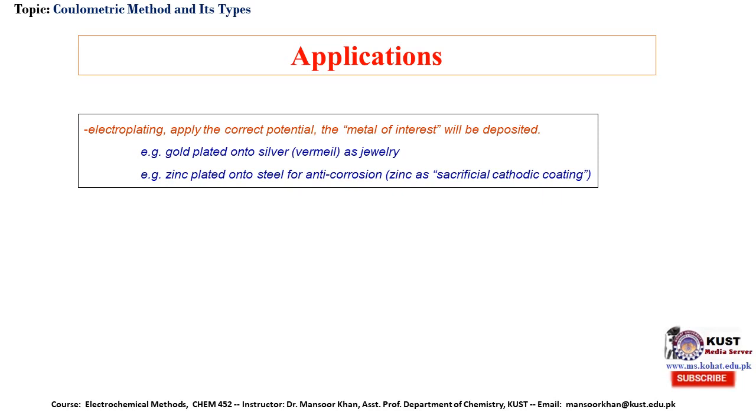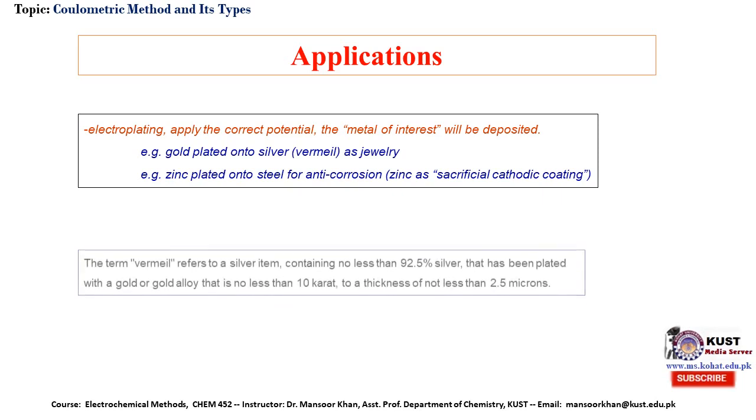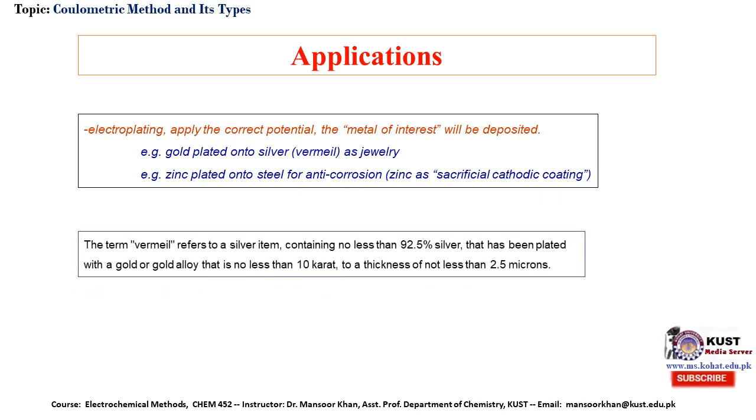Here are two terminologies. One is vermeil, referred to as silver items containing no less than 92.5% silver that has been plated with gold or a gold alloy that is no less than 10 carat, to a thickness of not less than 2.5 micron. So this is one of the important applications of the potentiostatic colorimetric method, which is used in electroplating industries.